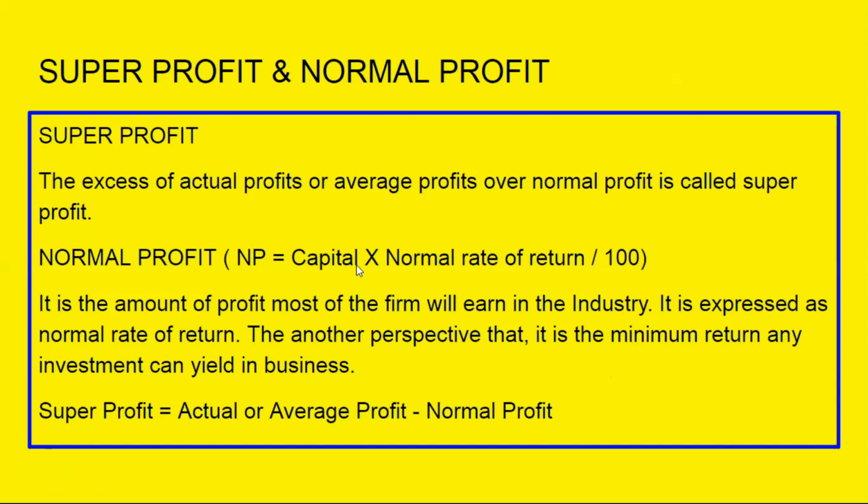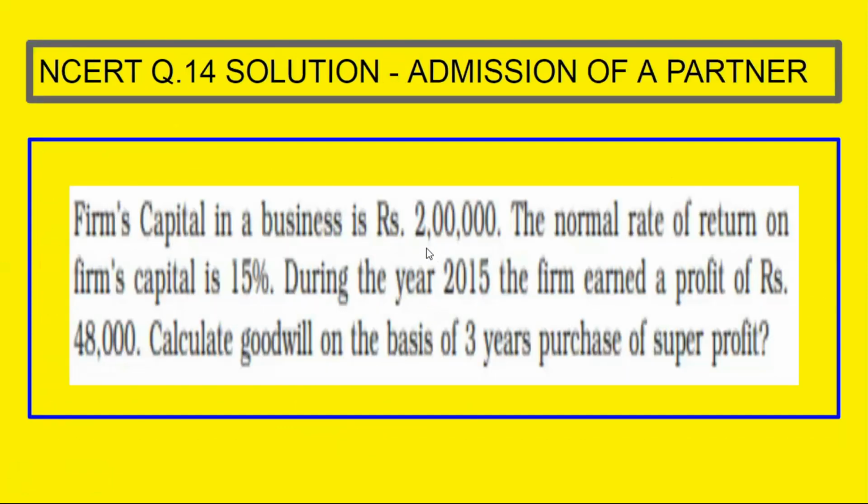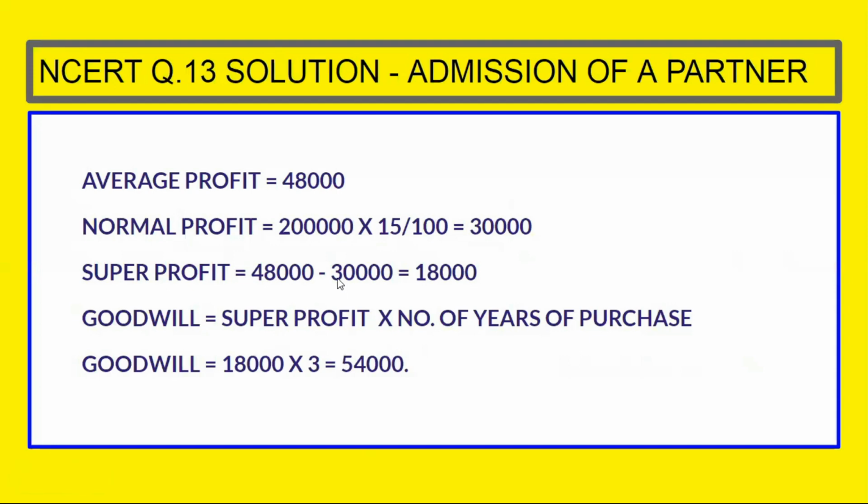The formula is: capital employed, that is the actual capital employed, into normal rate of return divided by 100. That is normal profit. Then super profit means the actual or average profit minus normal profit. In this question, the actual or average profit is 48,000. We need to calculate the normal profit first. Capital is 2 lakh and rate of return is 15%, average profit is 48,000. So now we can easily solve this question.